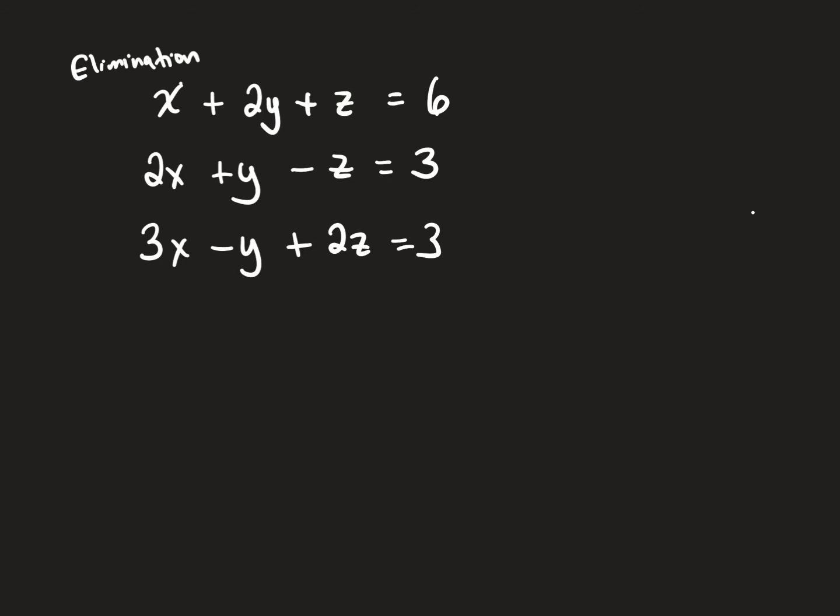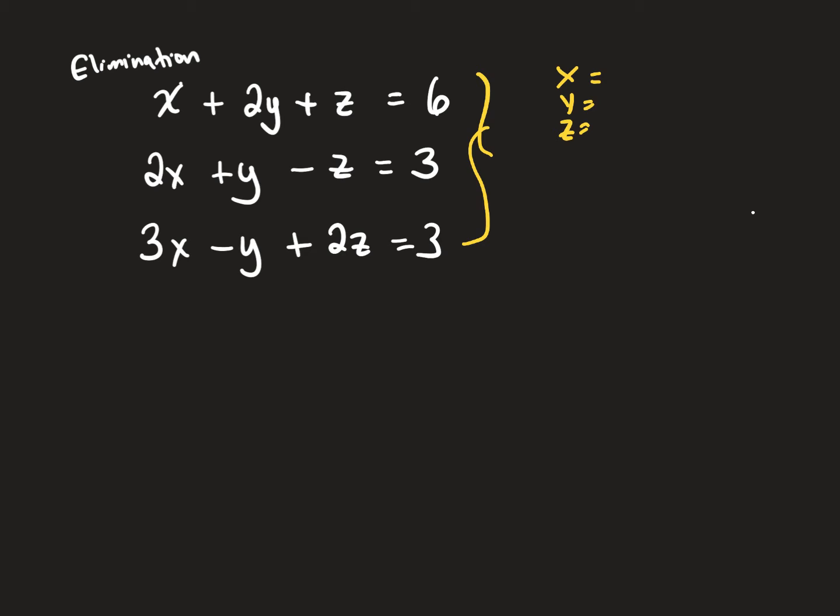All right, in section 13, we're trying to figure out solutions to three variable systems. So what we're trying to figure out is an x, a y, and a z, where if I plug them in these three equations, they will all be true. So I plug them in the first one on the left side, it gives me 6, and then 3, and then 3.